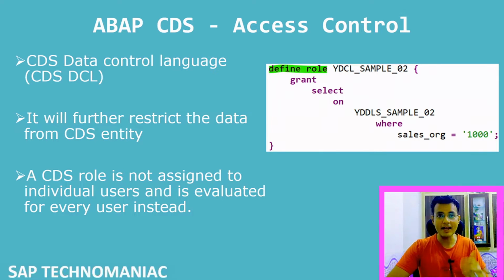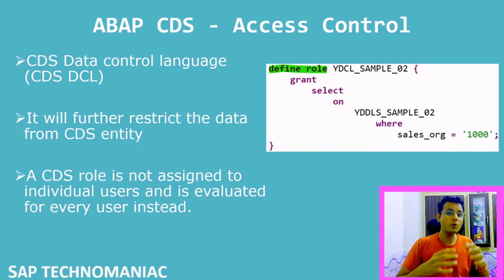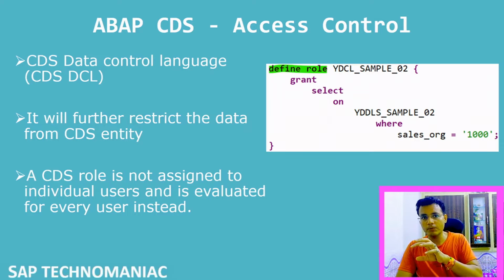But in real time, in SAP, we don't want to give access to all the data returned by the CDS. We don't want to give that data access to all the users. What we want is that a particular kind of data should be accessed only by a particular kind of user.